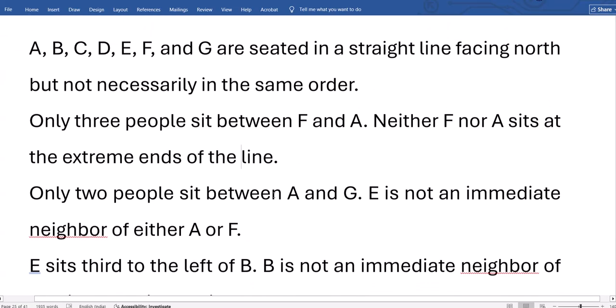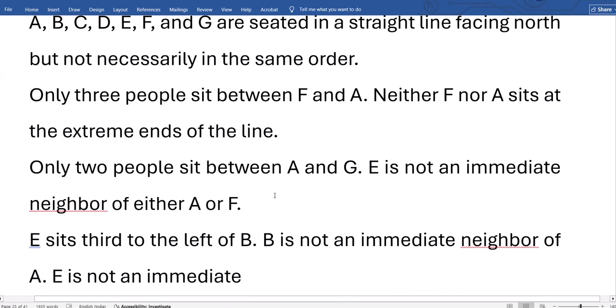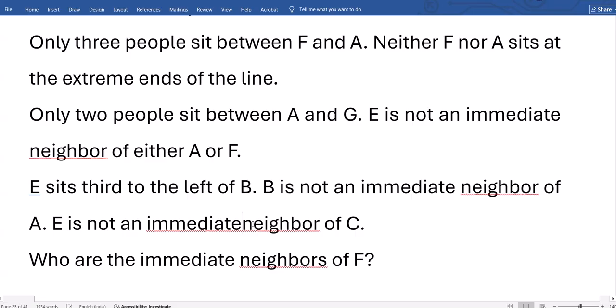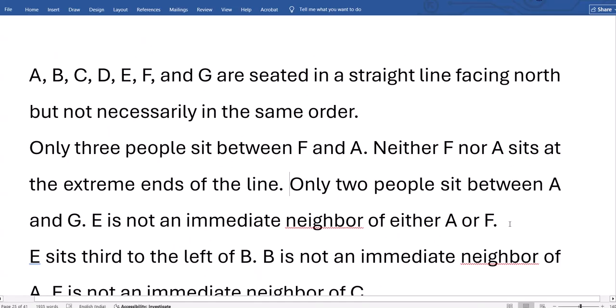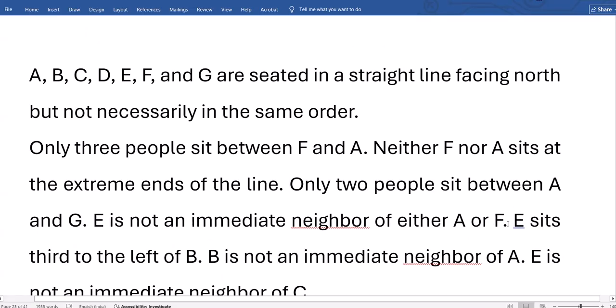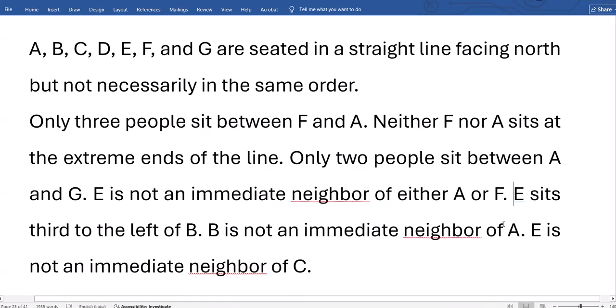Seven people, arrange them in one line. Seven people are facing towards north. Only three people sit between F and A. Neither F nor A sits at the extreme ends of the line. Only two people sit between A and G. E is not an immediate neighbor of either A or F. E sits third to the left of B. B is not an immediate neighbor of A. E is not an immediate neighbor of C. With this data, you complete the arrangement, then we'll go through the questions they are asking.